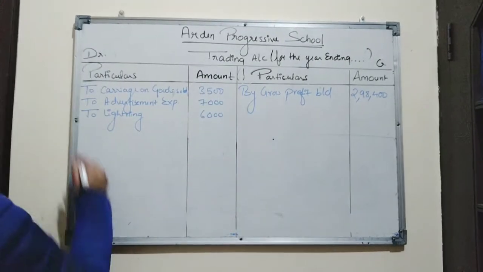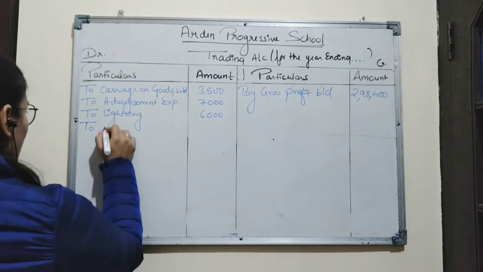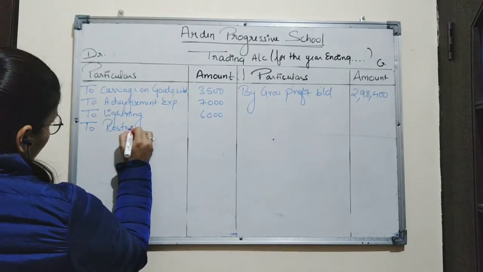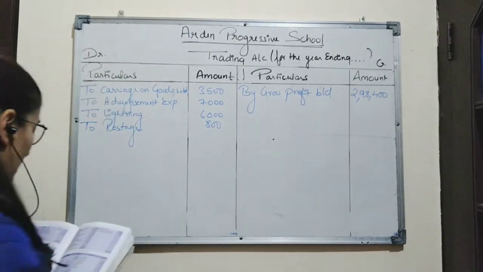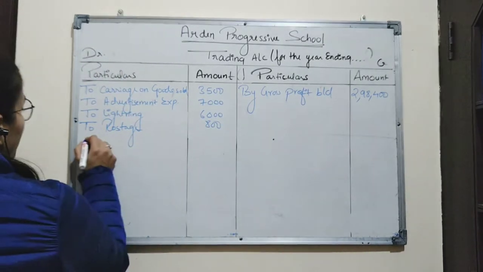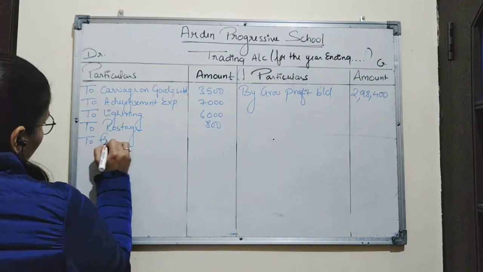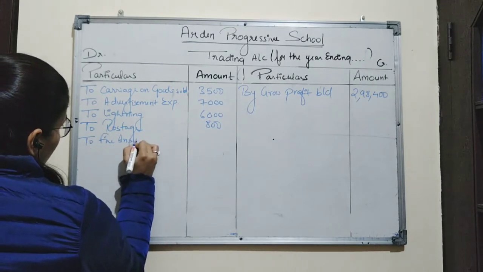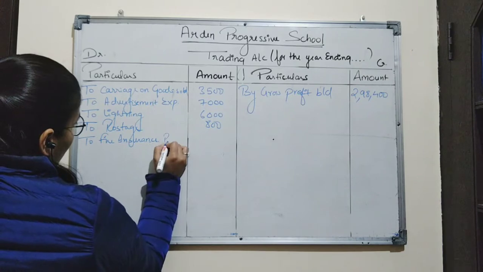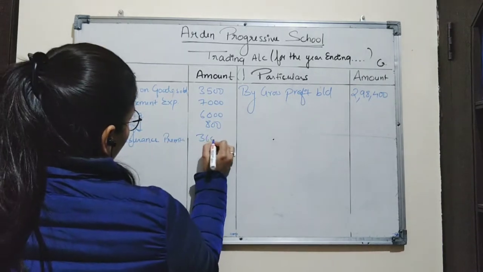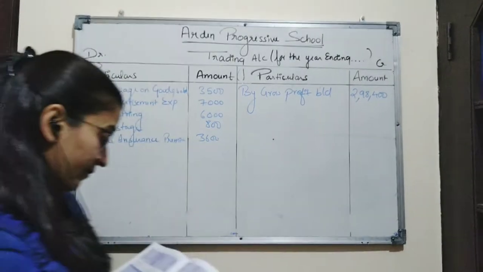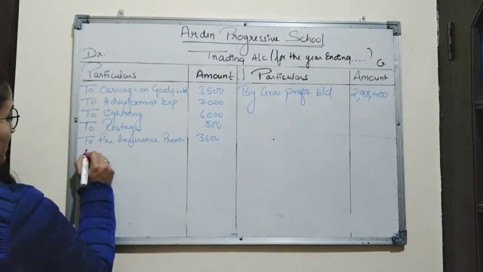indirect expense. Next is postage. Amount is rupees 800. After that, fire insurance premium, indirect expense. Fire insurance premium. Amount is 3,600. Next is office expenses.